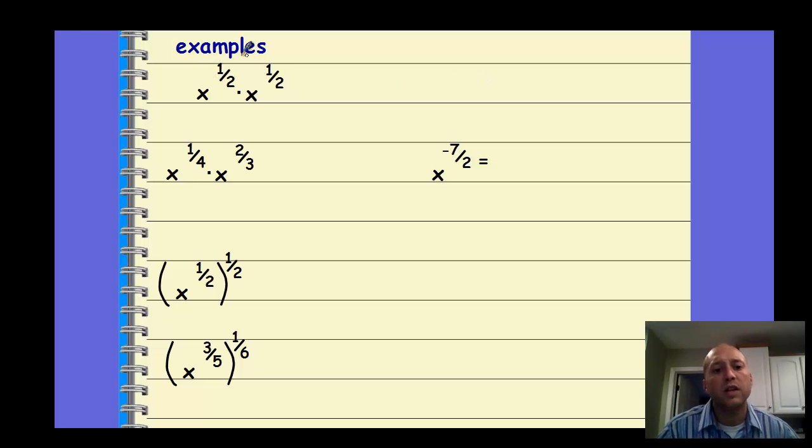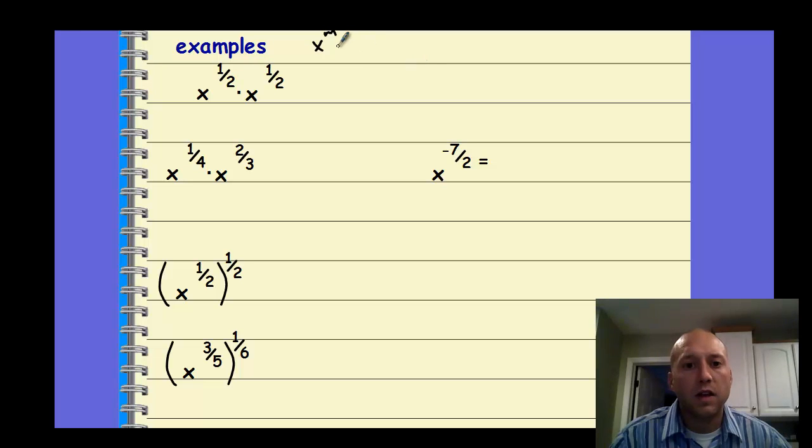What we're going to do is, using some of our old examples, we're going to do it with exponents that are rational numbers or fractions. X to the m times x to the n, that's x to the m plus n. So if m and n are fractions like they are here, it's going to be x to the 1/2 plus 1/2, which is 1, or just x.